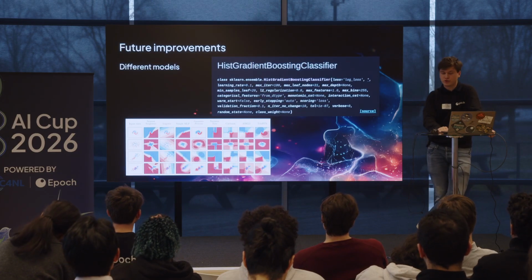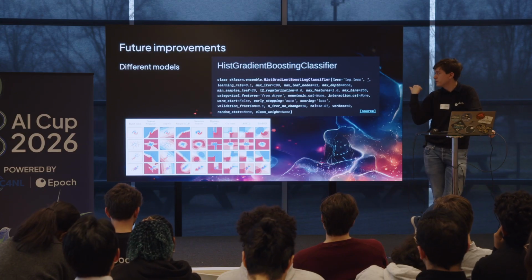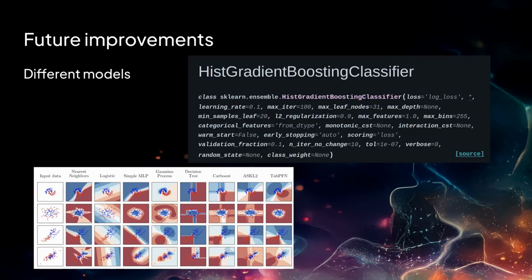Additionally, you can use a lot of different models. In this case, we only use the histogram gradient boosting classifier, but there are a lot more tabular models which you can use. Here are some examples. You can use nearest neighbors, a simple multi-layer perceptron, CatBoost, TabPFN, whatever you can find, you can use, as long as it's free to use for everyone.